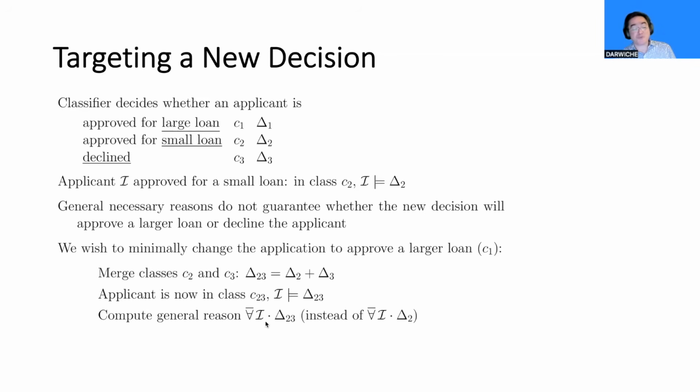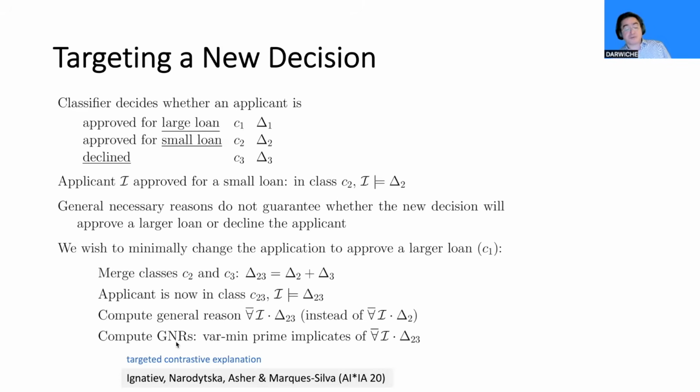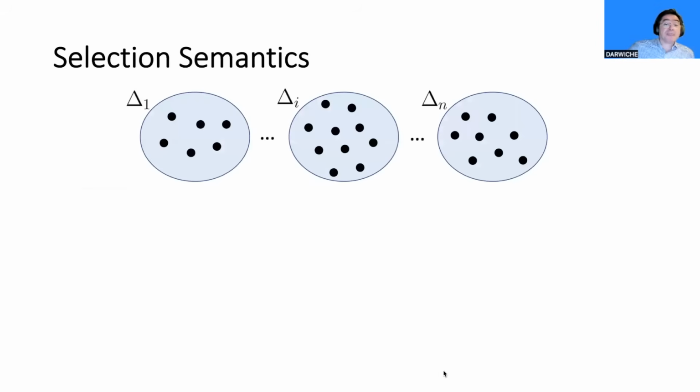And you can do this by simply computing the general reason for this class formula instead of that class formula, right? Because the applicant is in this class now. I want to kick it out of this class. I'm guaranteed that it will land in class 1. And after that, you compute GNRs and so on. Now, targeted contrastive explanations were introduced and discussed computationally, but this particular technique, nice and simple, and because it's based on the notion of complete and general reasons, was actually discussed in this particular paper.